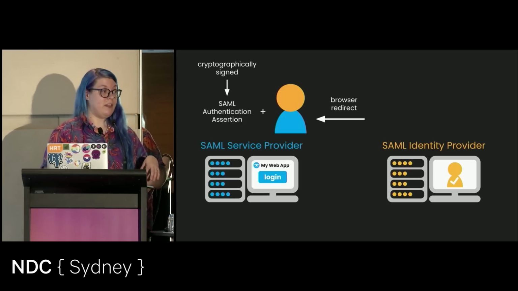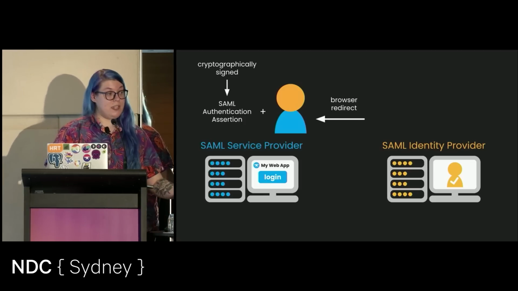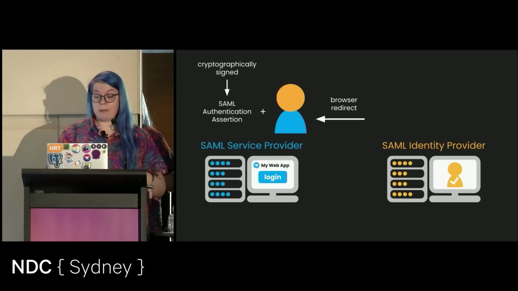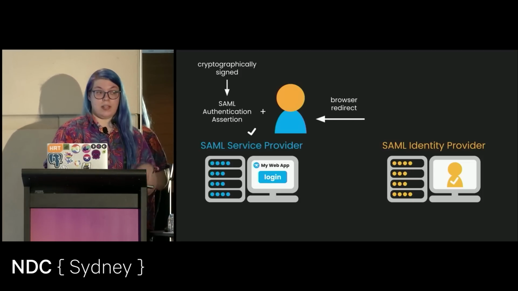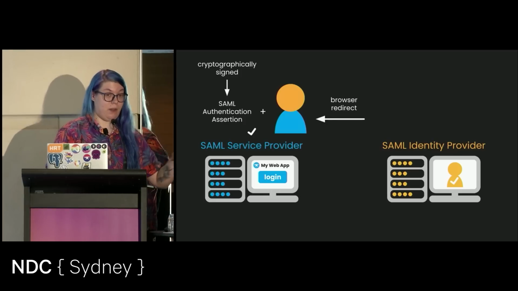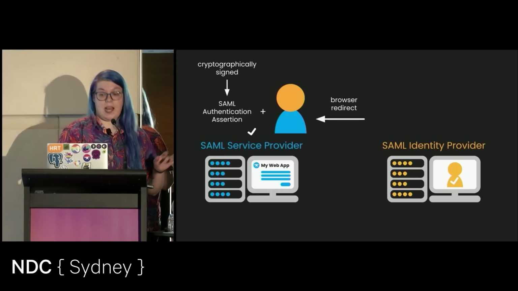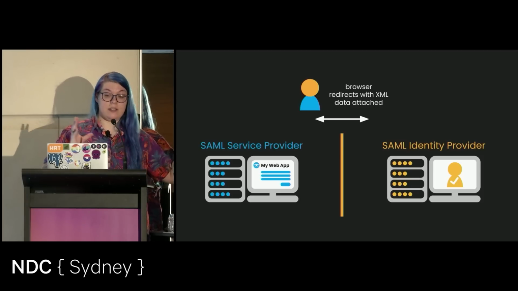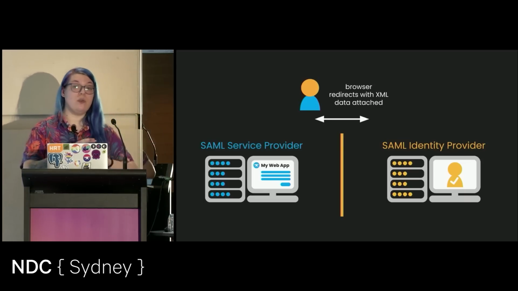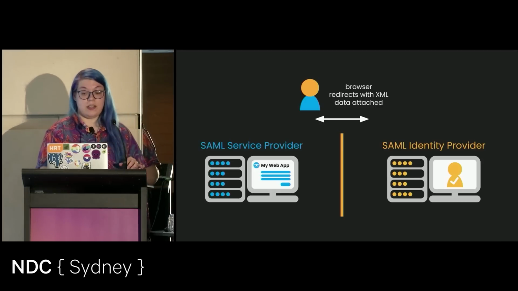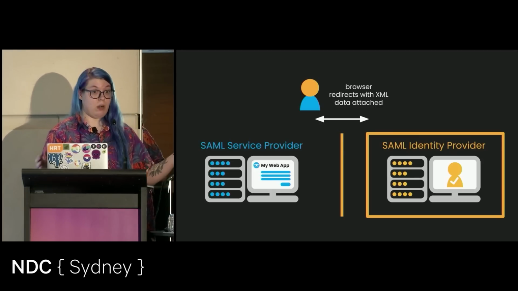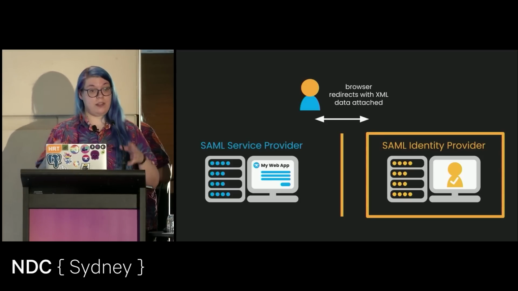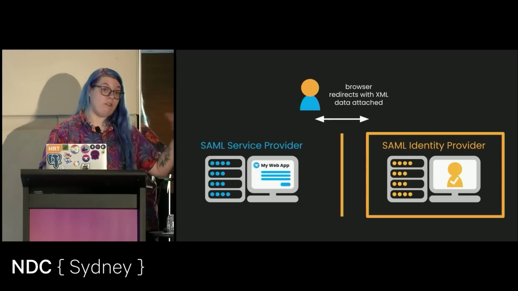This is also cryptographically signed. The SAML service provider is able to decrypt and parse this data, use it to verify that I am who I say I am, and authenticate me. There are a few interesting things about this flow. One of them is that everything is happening in the browser with redirects and XML data attached. These two entities, the service provider and the identity provider, never talk to each other directly. That means that your identity provider can actually be closed from the public web. It could be running on a closed company network, for example.